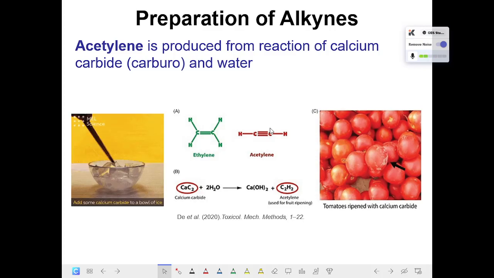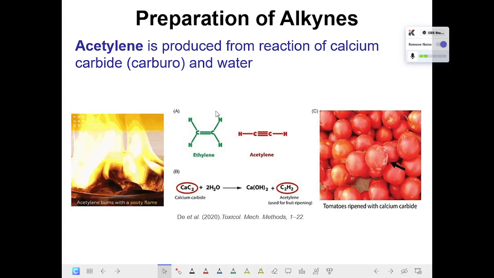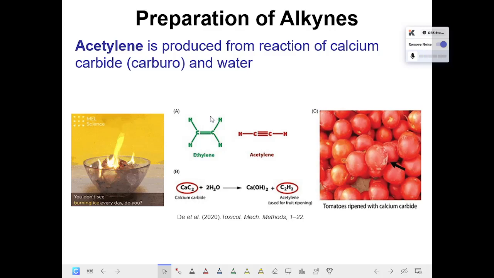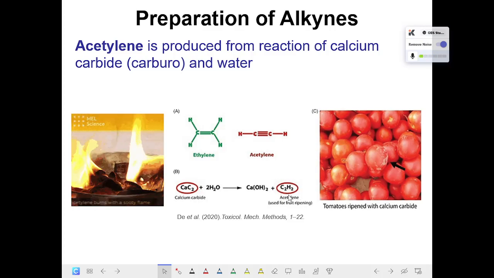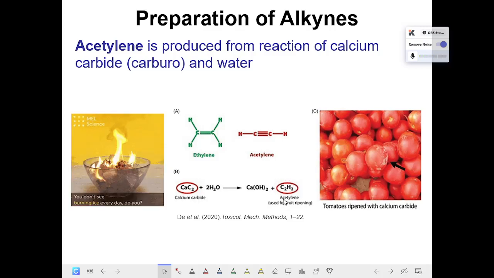Okay. Now, what is another purpose of acetylene? So acetylene is also used for ripening your fruits and vegetables. So in our previous discussion of alkenes, we already encountered ethylene. So ethylene there is your plant hormone. Okay. So in this study, calcium carbide is added to water to produce your calcium hydroxide, and then you have the production of your acetylene. And this is used for fruit ripening. So this one is an example or a picture of tomatoes that are ripened with calcium carbide.